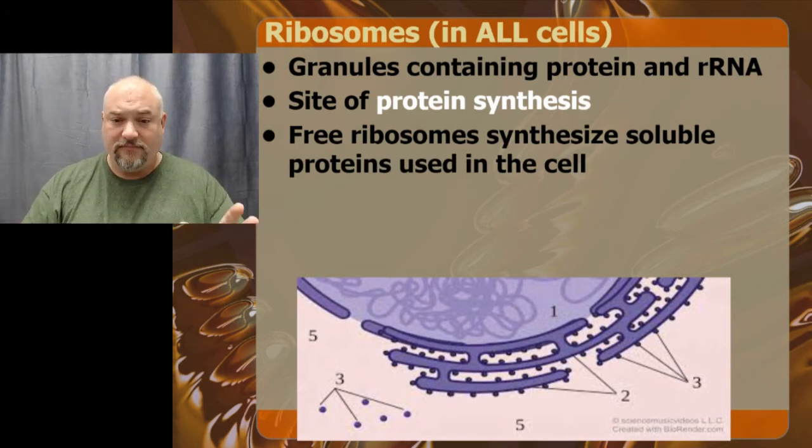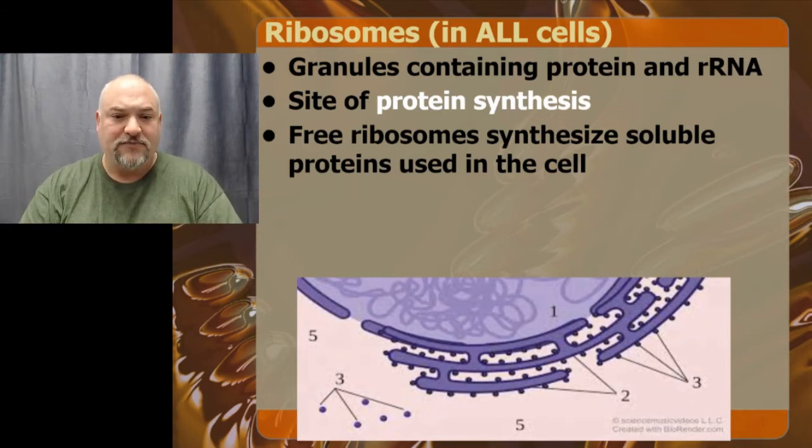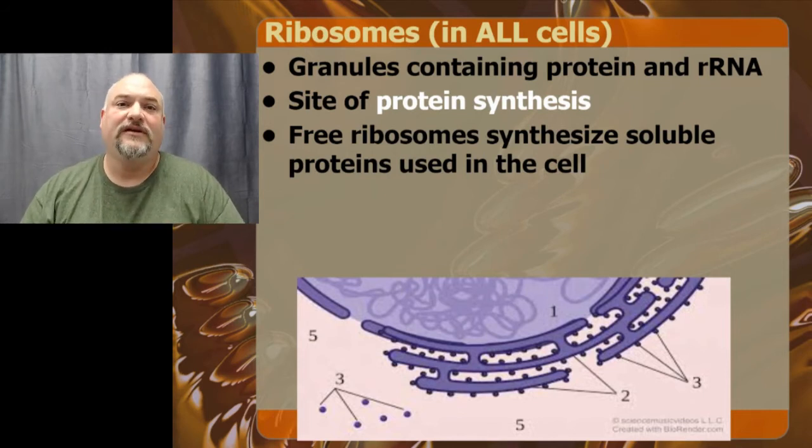They can be free floating. And the free floating ones are just kind of floating around in the cytosol, number 3 on this picture here. They synthesize soluble proteins that are used within the cell itself. So proteins that are just floating around within the cell, soluble in that cytoplasm or the cytosol, those are made in the free floating ones.